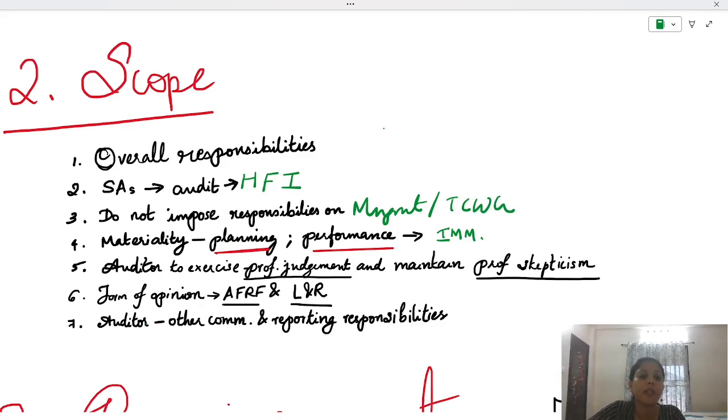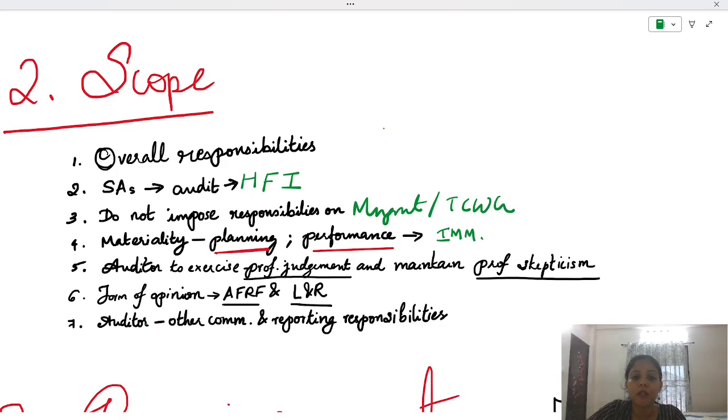Now, form of opinion. The opinion given depends upon the AFRF and the law and regulation. What is ruling the entity? Accordingly, the auditor will evaluate if the entity is required to prepare as per Ind AS, but they have prepared as per the accounting standards. It's a different perspective, right? The AFRF should have been in Ind AS, but the entity prepared as per accounting standard. So they have not done it correctly, so the opinion will also differ.